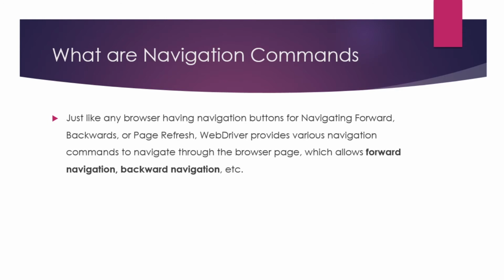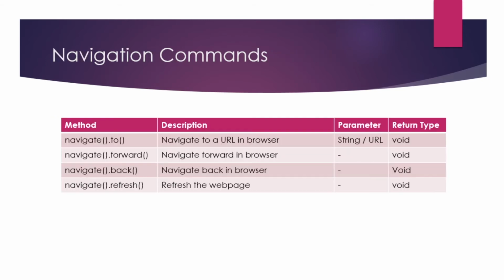With this, we wrap up the browser commands and come to the next category, that is navigation commands. Just like any browser having navigation buttons for navigating forward, backward or page refresh, WebDriver provides various navigation commands to navigate through the browser. So these are the navigation commands available in Selenium WebDriver, which we'll be looking into one by one. The navigate.to method is used to navigate to a URL. This is exactly similar to the get method in WebDriver. This method accepts a string value or a URL value and returns void.